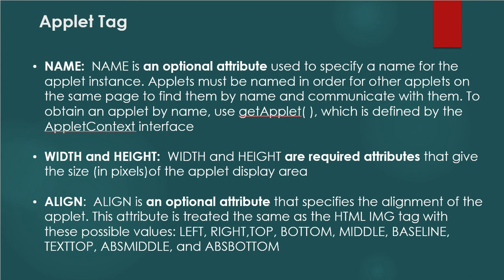Width and height are required attributes. You will be using the width and height attributes to set the dimension of your applet window. Then align is an attribute which is used to align your applet window. If you want to align it to the center or to the left or right, you can use the align tag. It is again an optional attribute.